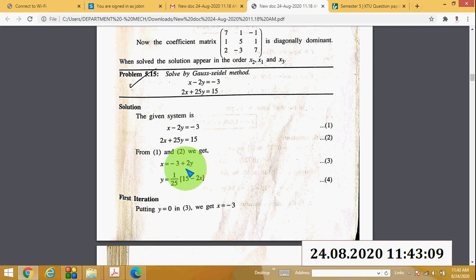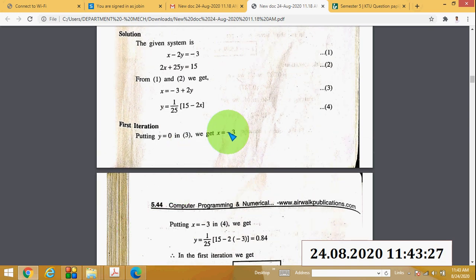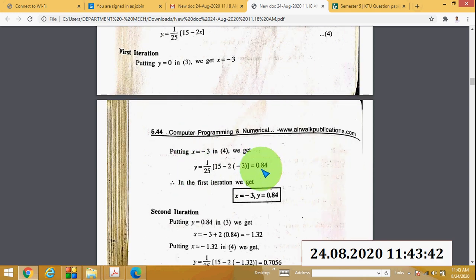First, put the value of y equal to 0 in this equation. So you will get x is equal to minus 3 plus 2 into 0, so the value of x is equal to minus 3. Now substitute x is equal to minus 3 in equation number 4. So y is equal to 1 by 25 into (15 minus 2 into minus 3). You will get the value of y is equal to 0.84. So after the first iteration, x is equal to minus 3 and y is equal to 0.84.